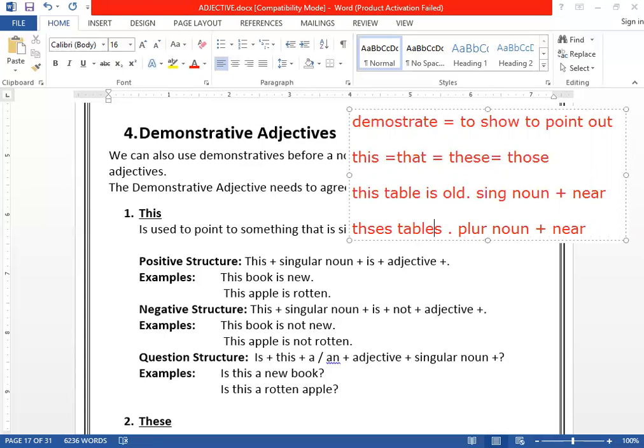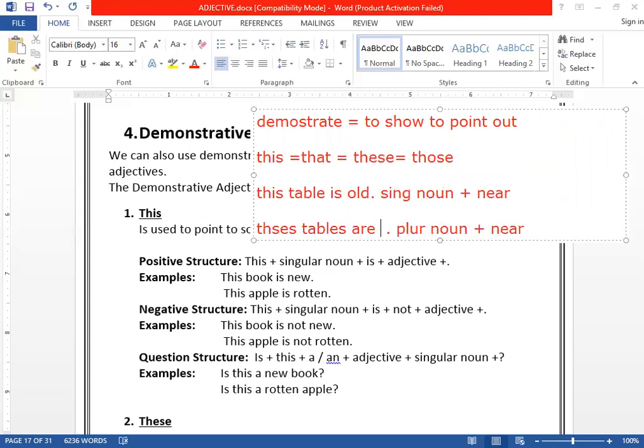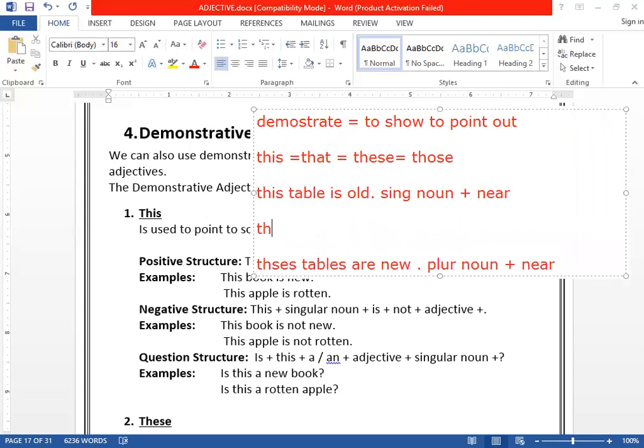Otherwise, it will convert into a pronoun. If I say, these tables are new, can you see? We have used tables. This is an old table.